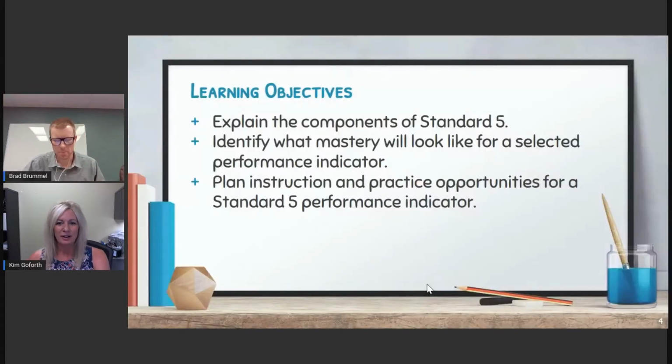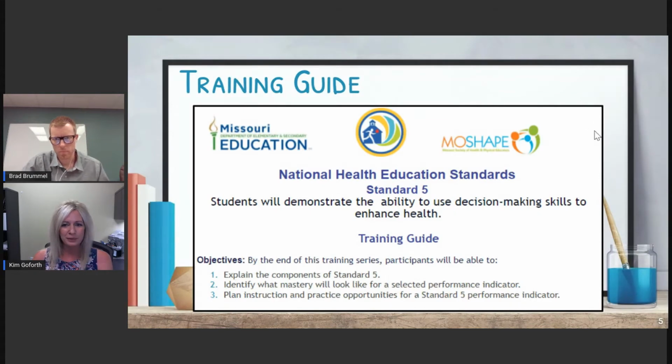Let's dig in to our objectives for our session today. We will be digging into Standard 5 of decision making. We're going to look at the components of Standard 5, and then dig further into the performance indicators in this standard and really focus on what mastery looks like. So what will your students show you about Standard 5 and these performance indicators? Then we're going to take a bulk of our time and talk about how to plan your instruction and give students practice opportunities that can show this mastery for Standard 5. So we'll spend quite a bit of our time today on instruction and practice, and that is what we hope you take away from today's session.